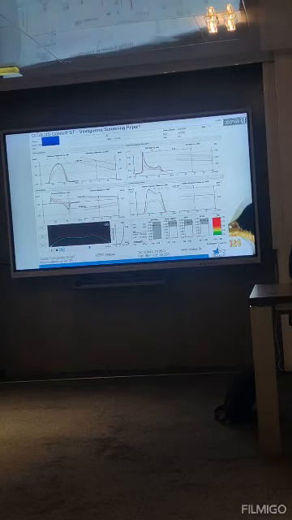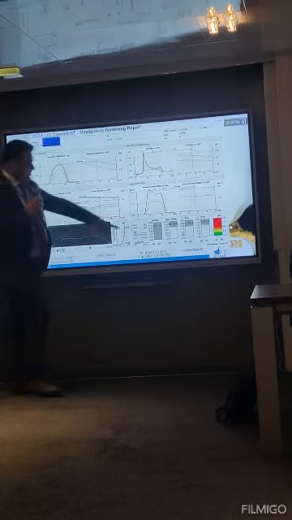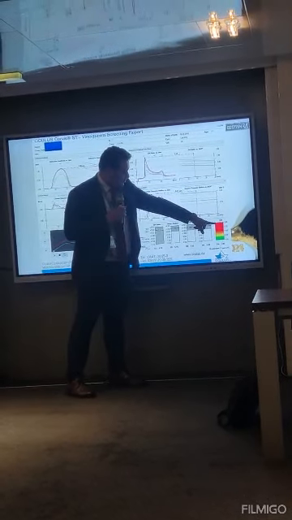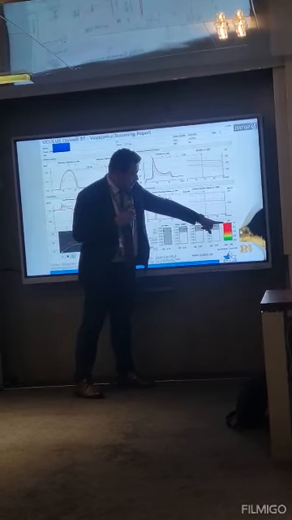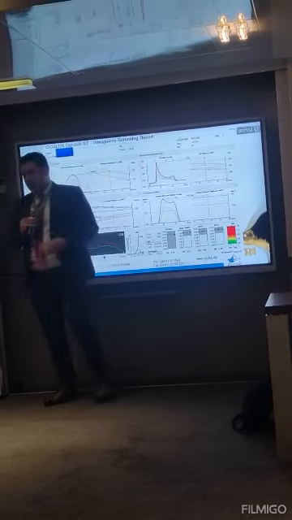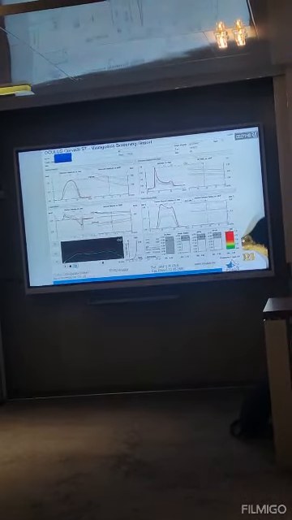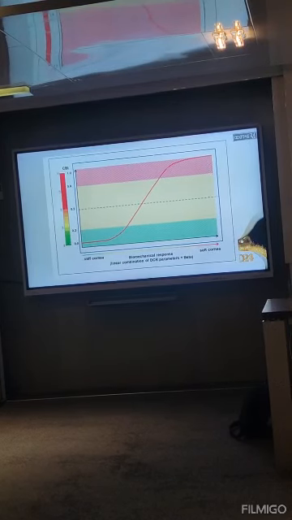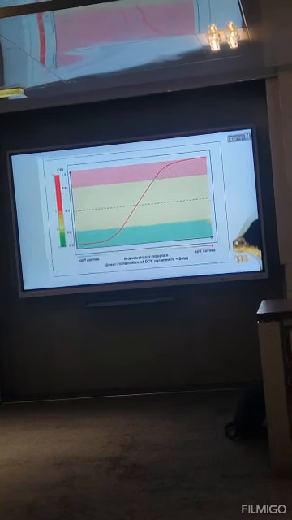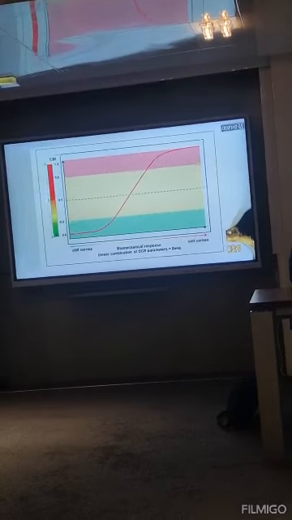This is the cornea of a keratoconic patient. You can see that the CBI is sky high here. It's 1, which means it's a very weak cornea here. This is the cutoff value. It's essentially 0.5, the cutoff value of the Corvis.